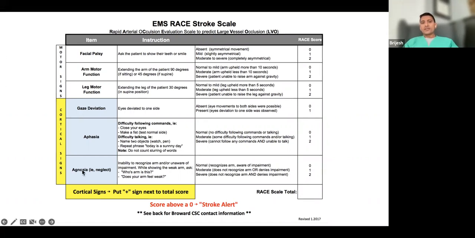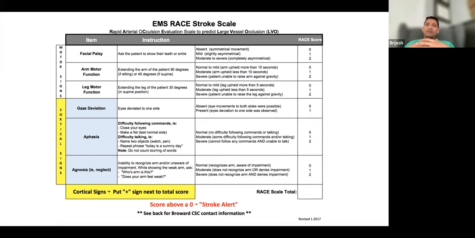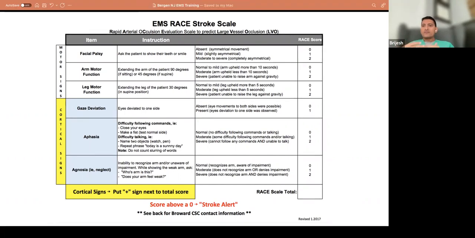The last component is the cortical signs of agnosia, meaning awareness of the surrounding world as well as your own limbs. So what do I mean by that? If they're suffering a stroke, they may not know, especially if it's in the parietal lobe, which is where the agnosia function, awareness function is, that there's anything wrong with them.